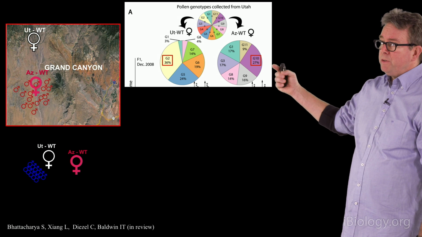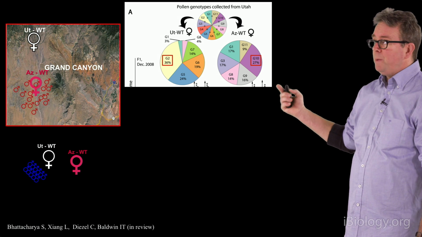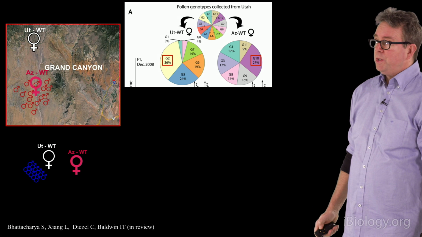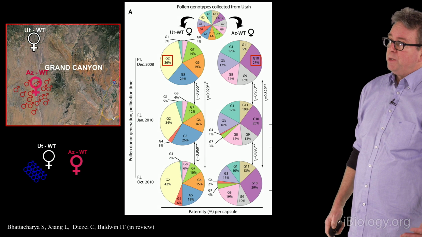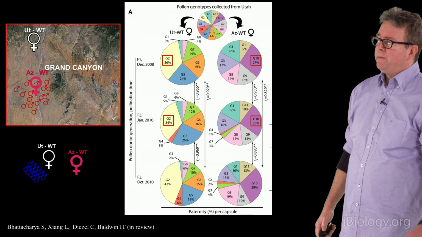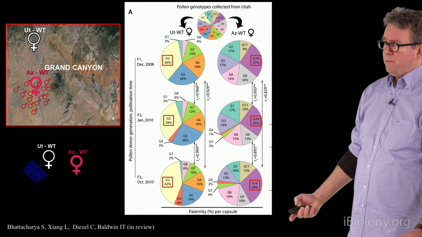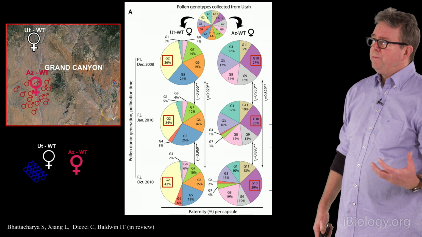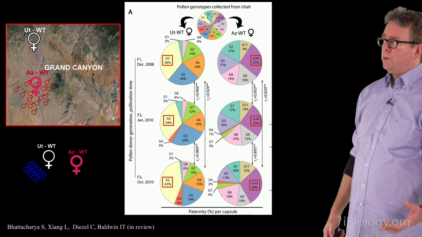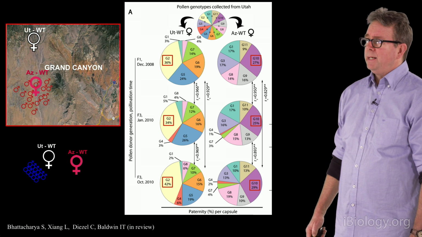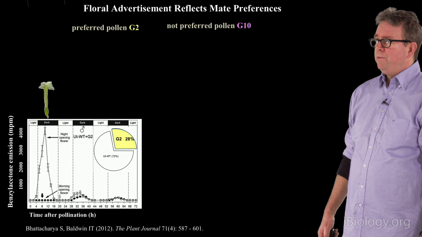And these preferences for G2 and G10 respectively between the two ladies were consistent across years from 2008 through 2010, and across a number of different replicates in 2010 with many different filial generations of the men. You can see that these are very consistent mate choices on the part of these two flower types.